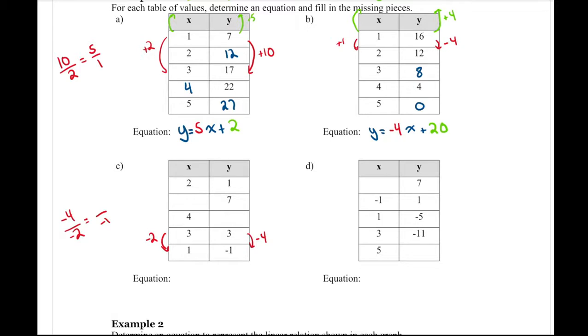In this case, if it's a decrease of 4 for every 2 that I decrease by, then it should be a decrease of 2 for every 1 that I decrease by. Or I could just say, if I'm decreasing 2 for every decrease of 1, then that means it's an increase of 2 for every increase of 1. So it's the same idea of saying my slope is 2. We now need to figure out our b value as well as fill in the rest of the points.